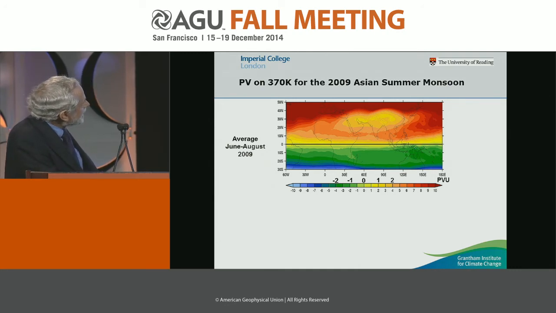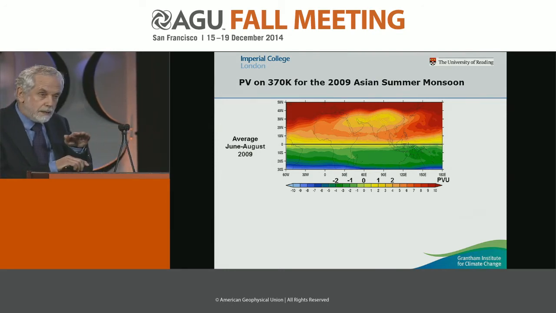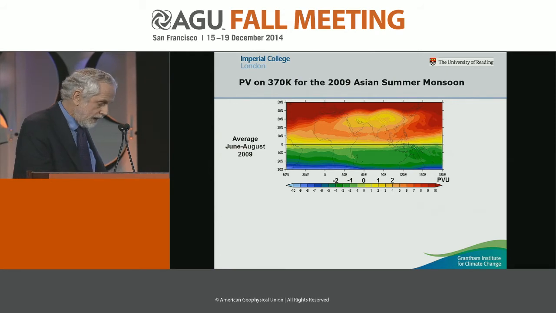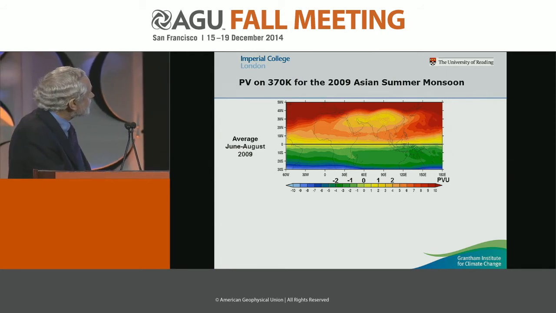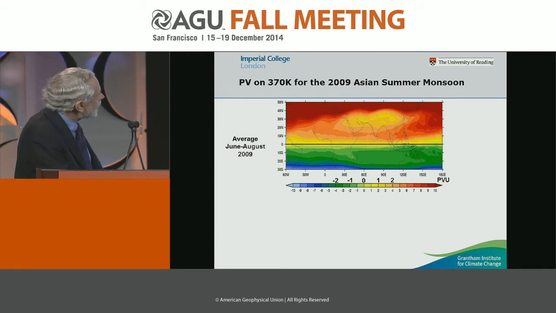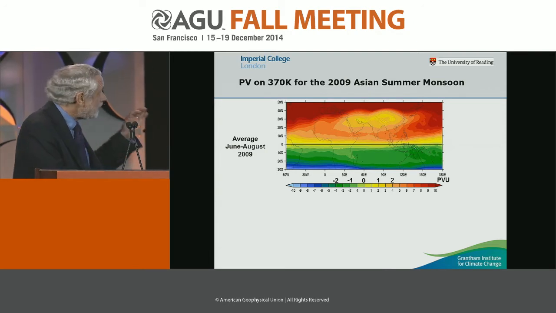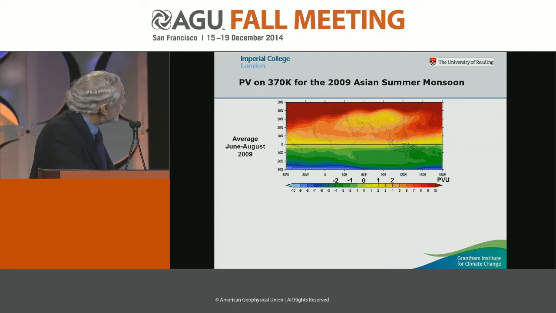Now, if we look at the average for June, July, August, depending on the color code, here we see low values of potential vorticity in and to the west of the big deep heating region over Asia. So this is the low PV being created above the heating and propagating westwards as a sort of Rossby wave, and even sometimes splitting in two because it feels like a PV strip, but that's another story.